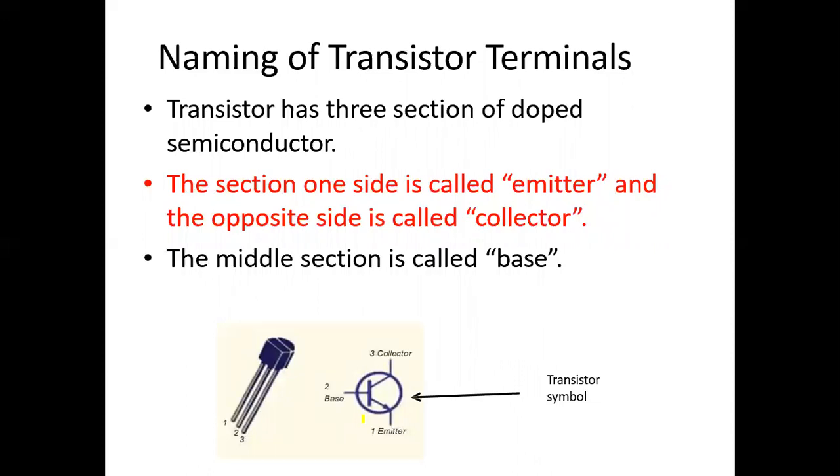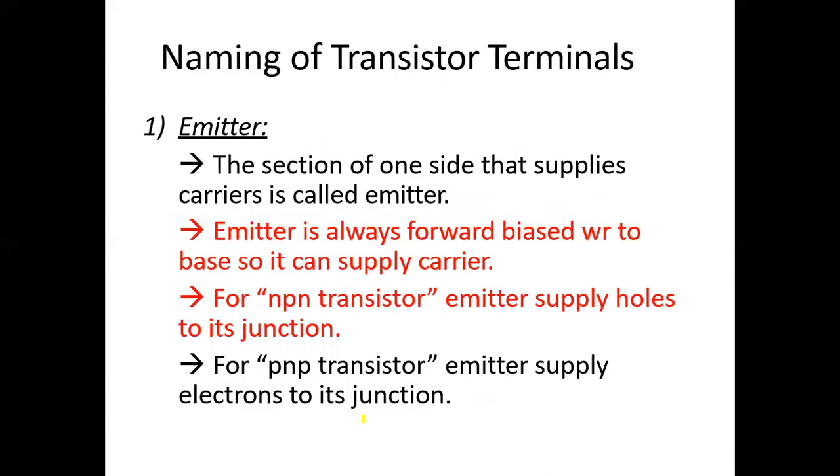The one side is known as the emitter, the opposite side is called the collector, and the middle section is called the base. First, the emitter: the section on one side that supplies current is called the emitter. The emitter is always forward biased with respect to the base, to supply current carriers. In an NPN transistor, the emitter supplies holes to its junction.